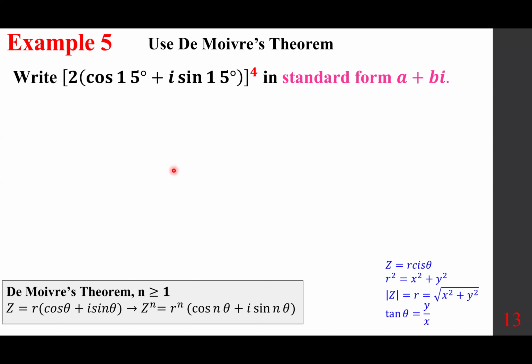Because now we have the advantage of using the de Moivre's theorem that says if you want to raise it to the power of n, then n happen to be 4. So z to the power of 4 is, let me just write this, z to the power of 4 is this thing to the power of 4. So 2 to the power of 4, and then 15 times 4, 15 times 4.